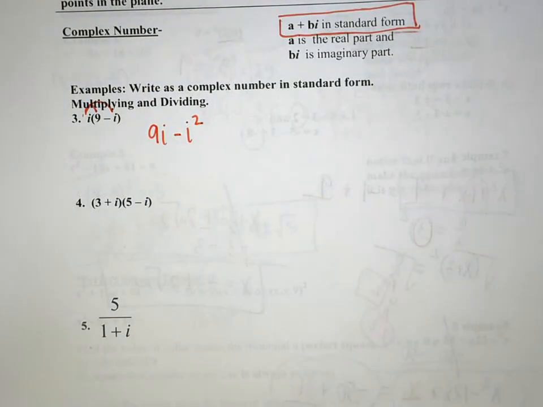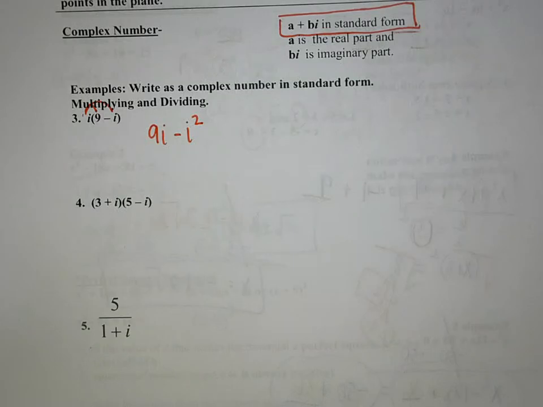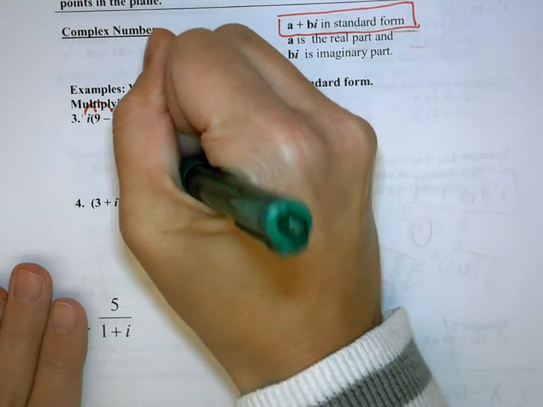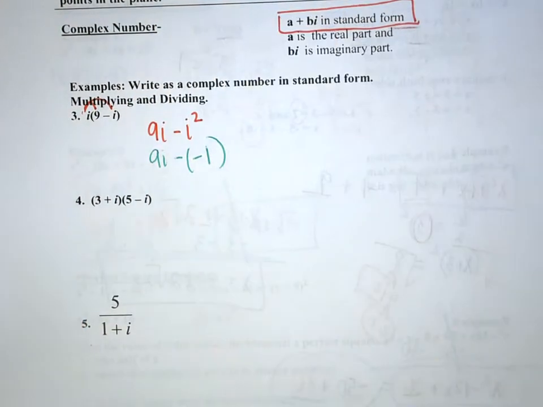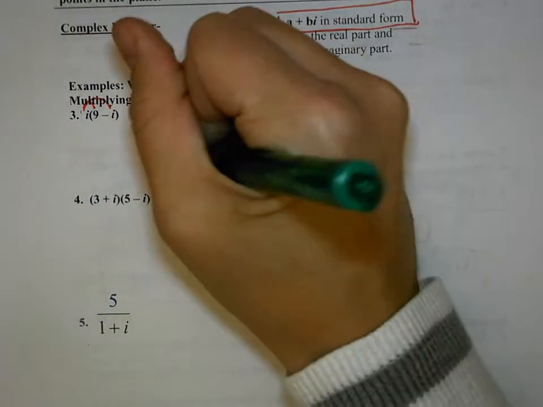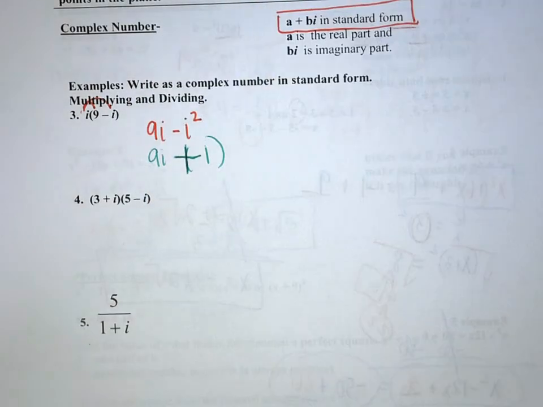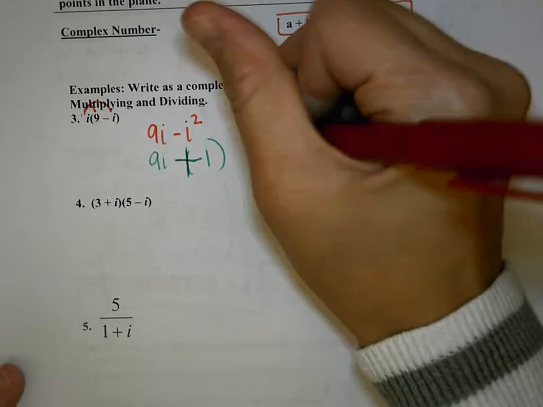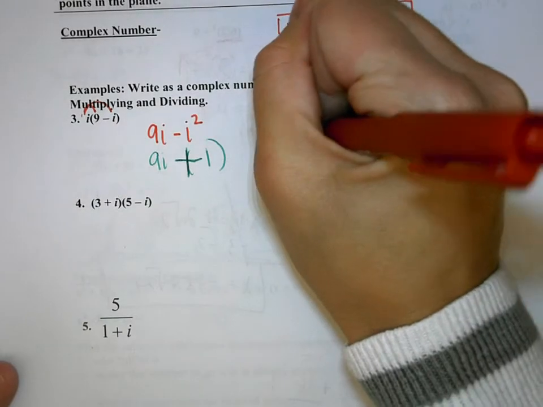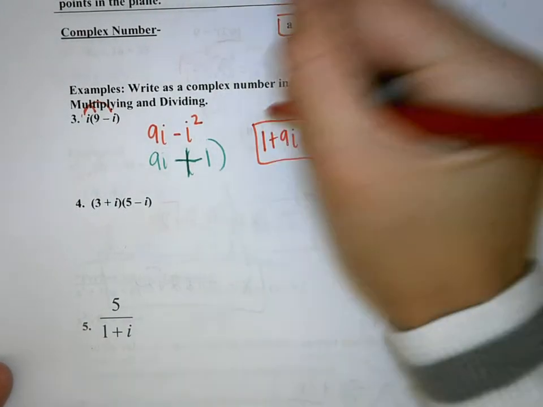Once you do this, you need to simplify. So we know that i squared actually equals what? Negative 1. So that means I have 9i and I have minus a negative 1, which makes what? A positive 1. Okay, and then we have to write this in standard form. So how will I write this in standard form? Very good. 1 plus 9i is correct.